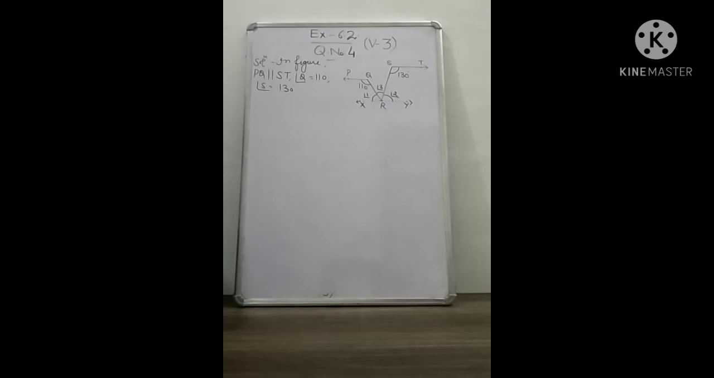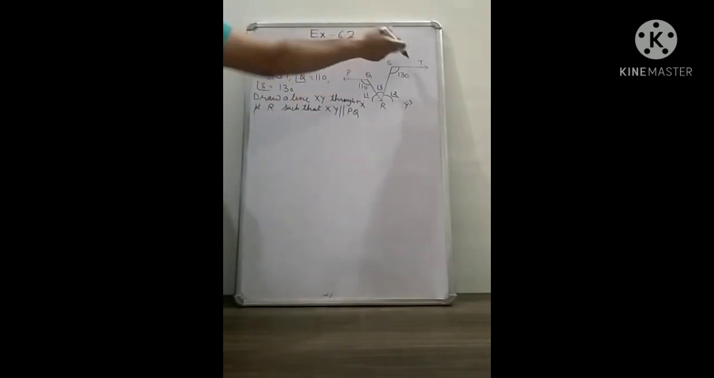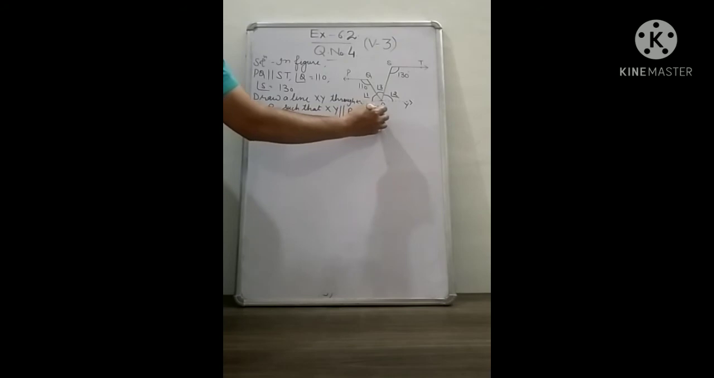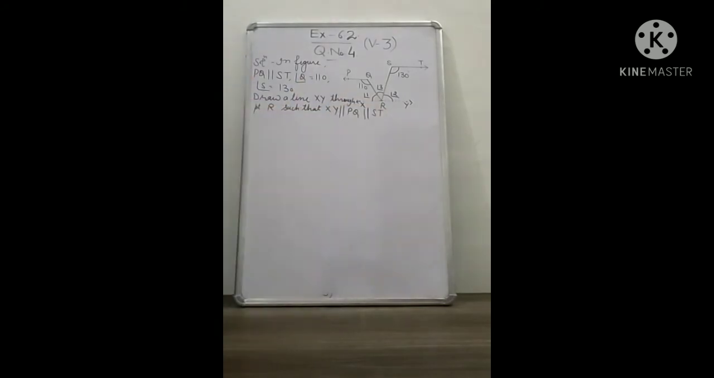So for this you have to make a construction. What construction do you have to do? You have to draw a line XY through point R which is parallel to PQ and ST. You have to mention it: draw a line XY through point R such that this line XY is parallel to PQ, and as PQ is already parallel to ST, it will also be parallel to ST. So this construction you have to do.